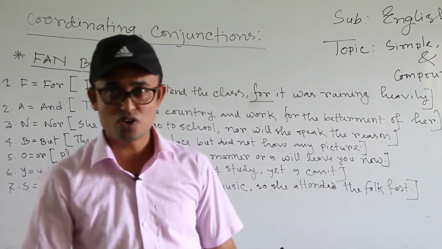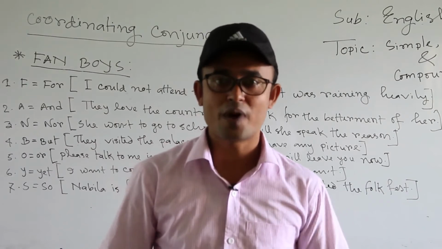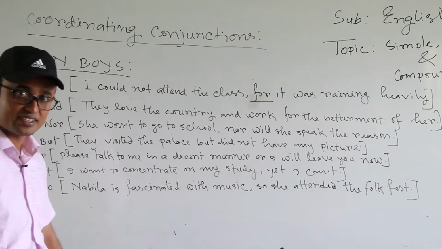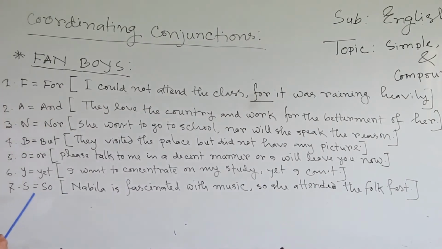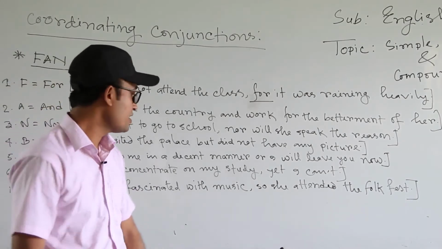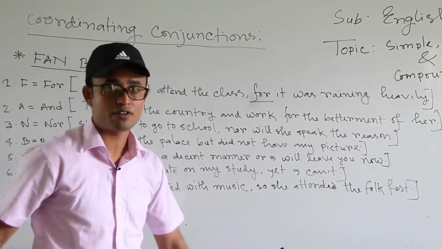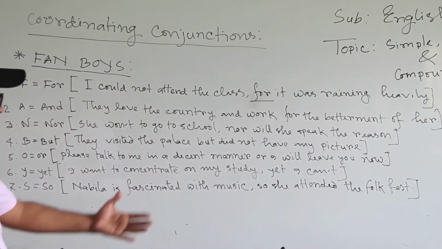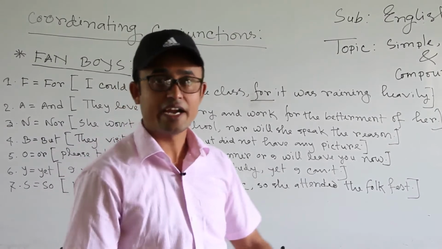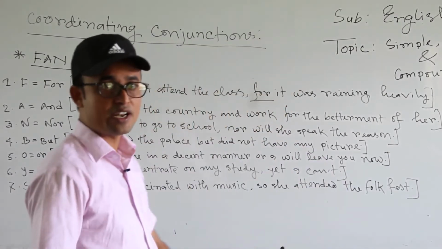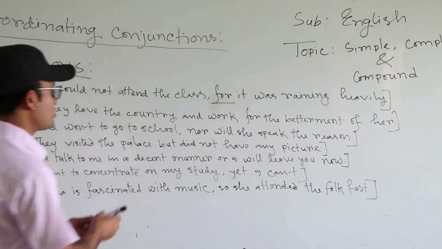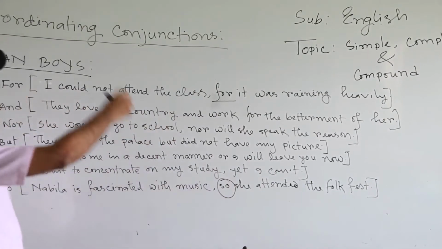আমি আমার পড়াশোনায় মনোযোগ দিতে চাচ্ছি, বাট আমি পারছি না। Here we find a coordinating conjunction that is yet. Understand? Next, Nabila is fascinated with music, so she attended the folk fest. নাবিলা মিউজিকের প্রতি অনেক আগ্রহী, তাই সে ফোক ফেস্টে অ্যাটেন্ড করেছিল। Here we find a coordinating conjunction marker that is what? That is so.